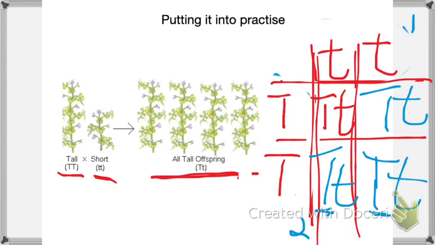Once a dominant allele is present in the crossing, you will always have all tall offspring. So once a dominant allele is present, the characteristic is always transferred.